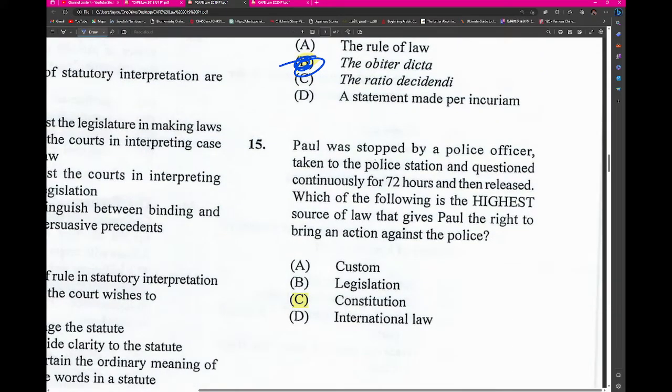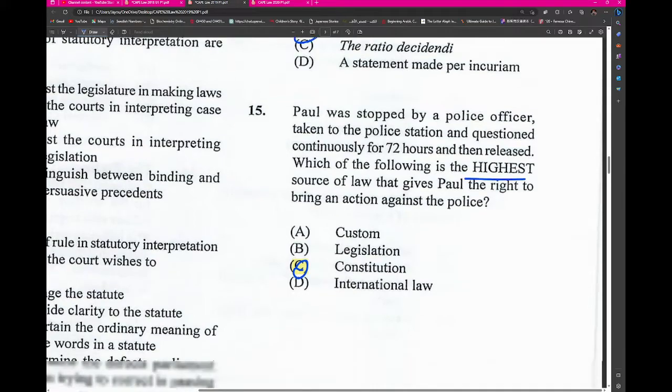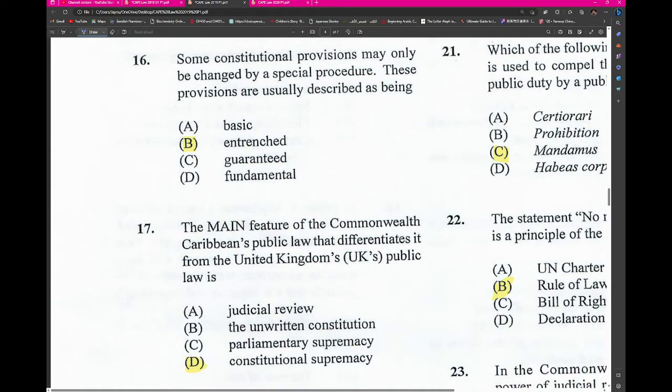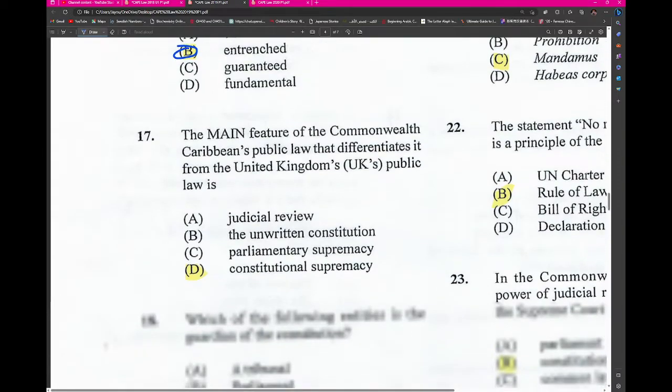Right, Paul was stopped by the police. This would be constitutional because the policeman held the man against his rights just because he looked similar. Right, some constitutional provisions may only be changed by a special procedure. These provisions are described as entrenched.